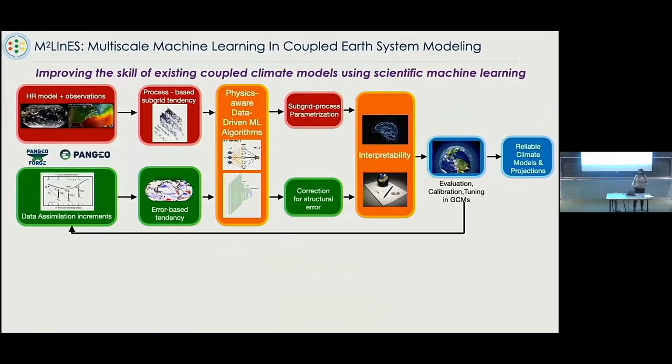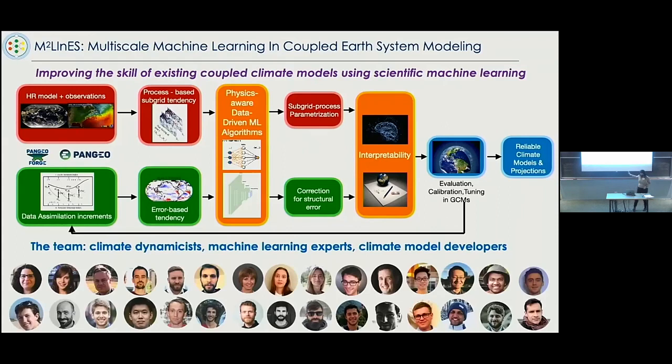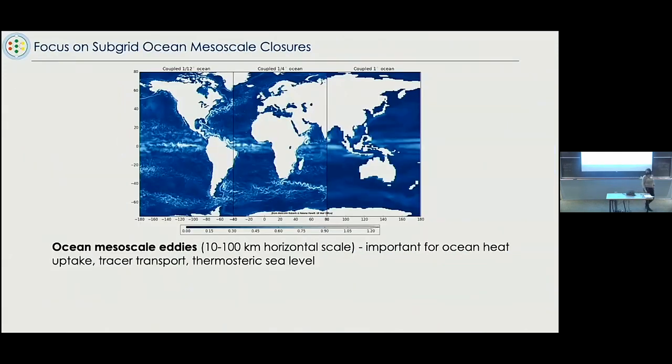So we're very lucky. We're getting very generous support from Schmidt Futures to try to address that. Can we actually derive, if you want, or develop parameterizations of small scale processes directly from data that we can implement in existing climate models? There are a lot of us: climate dynamicists, machine learning experts, and climate model developers, to really ask the question of whether we can use data and machine learning to learn subgrid parameterizations for the ocean, atmosphere, and sea ice. Today I'm only going to talk about the ocean, which is the work we've been doing directly in the group.